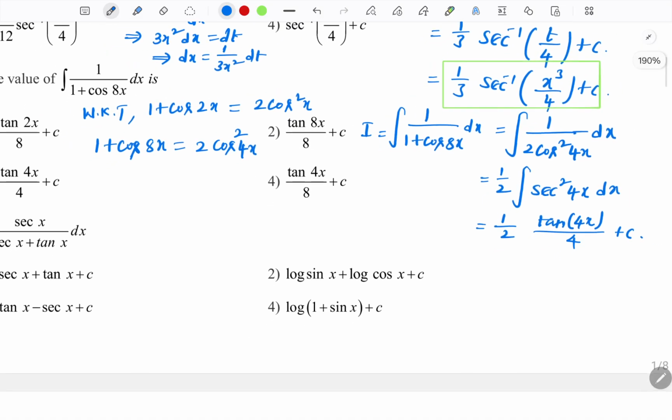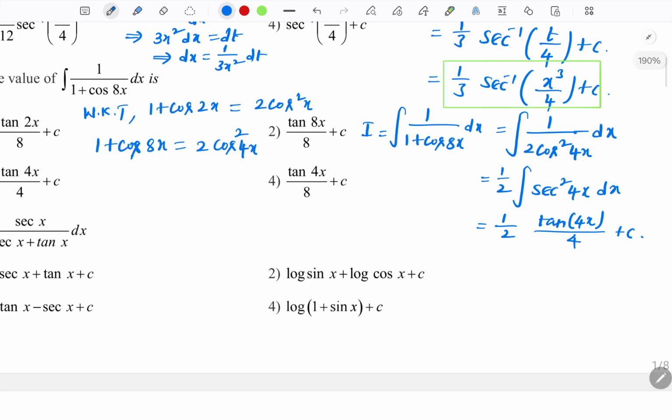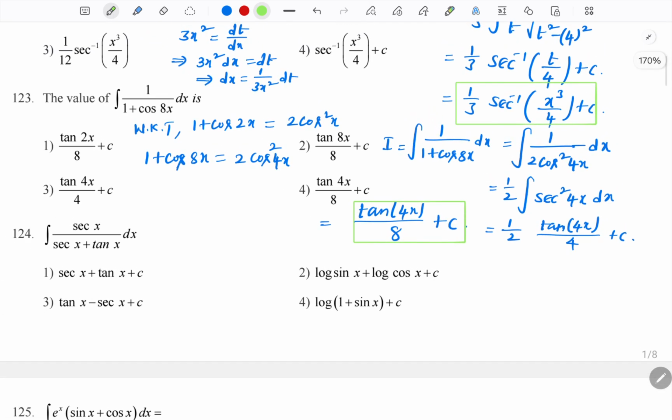So which one is the correct answer? Here I will add one more step. 1 by 2, it means 2 for j, right? tan of 4x by 8 plus c is my final answer. Yeah, so which one is the option finally? It is option number 4.